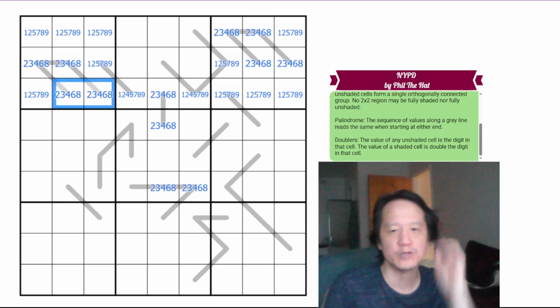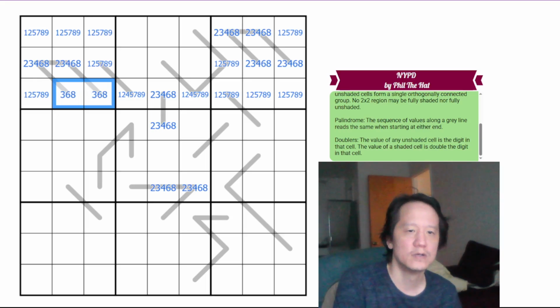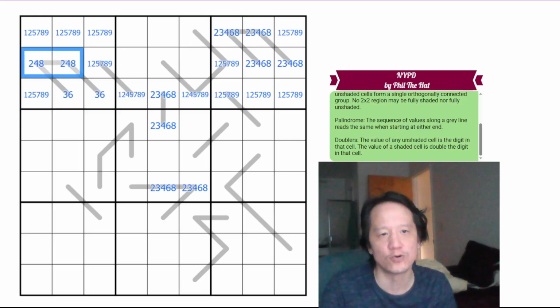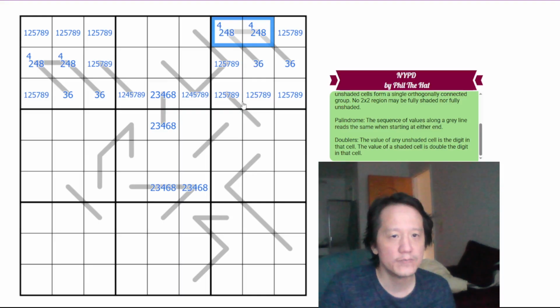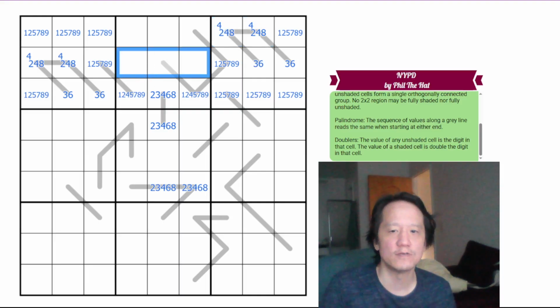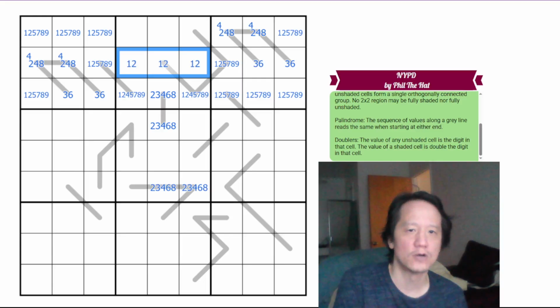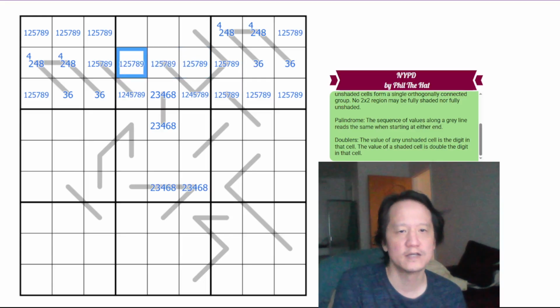So this must be the 3, 6 pair. Since this is 3, 6, this can't be 3 and 6. This has to have a 4, and it's 4 with 2 or 4 with 8. This can't be 4. This has to be a 3, 6 pair. This can't be 3 or 6. It's 4 with 2 or 8 here. Therefore, the remaining digits in row 2 are 1, 2, 5, 7, 8, 9.